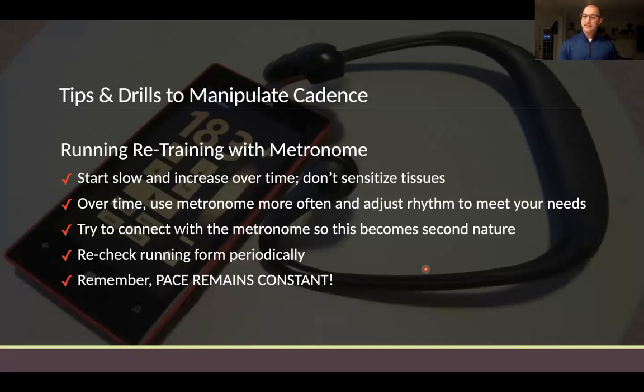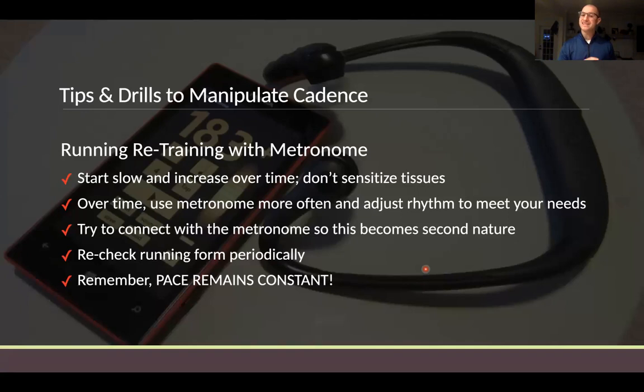The biggest thing to understand here is running retraining specifically. As you use the metronome while running, you want to start slow, just like I said, and increase over time. Why? Because if we increase cadence too quickly, it increases our rate of perceived exertion. It feels a lot harder to run. We don't want to self-sabotage our running just by increasing cadence from 160 to 180, right? That might make you really struggle through your runs.